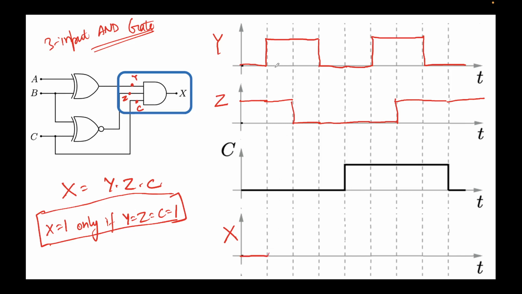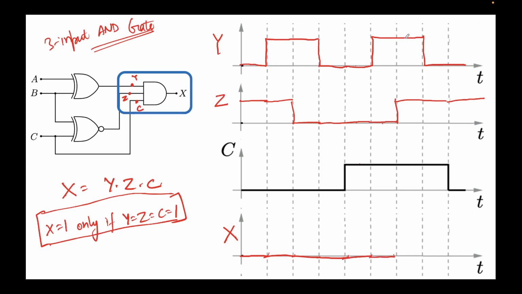Again, for this period, 1 times 1 times 0, it will be 0 again, right? And then for this time period, 1 times 0 times 0, again 0, 0 times 0 times 0, 0. In this time period, it's 0 times 0 times 1, again 0. Then it becomes 1 times 0 times 1, again 0, because in this time period Z is 0, right?